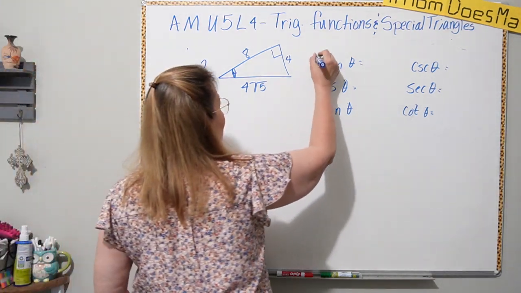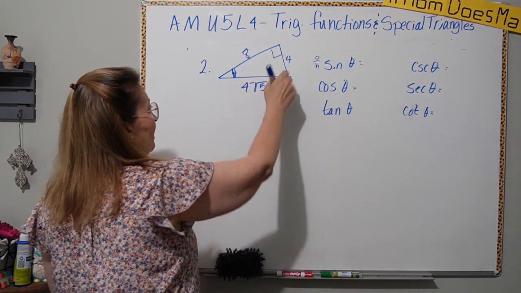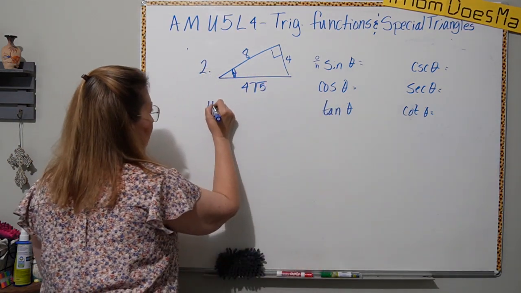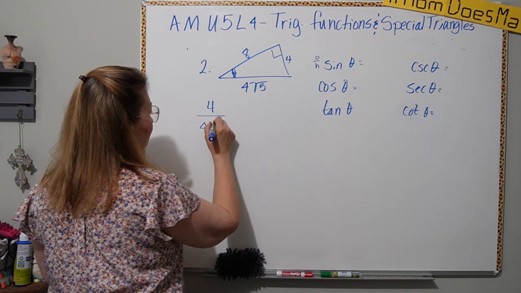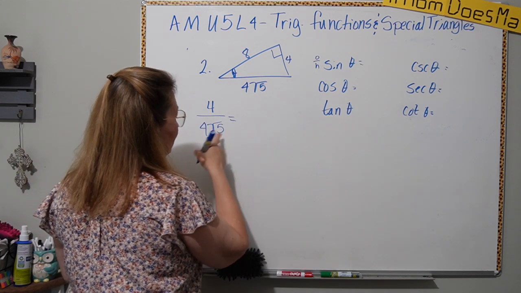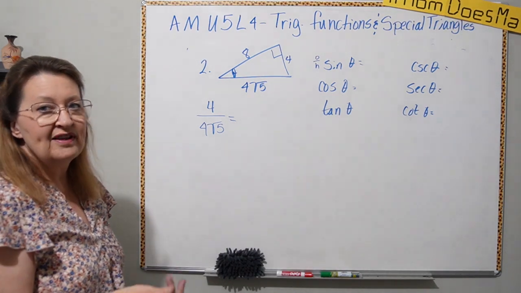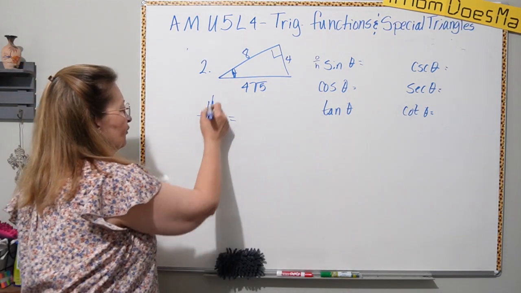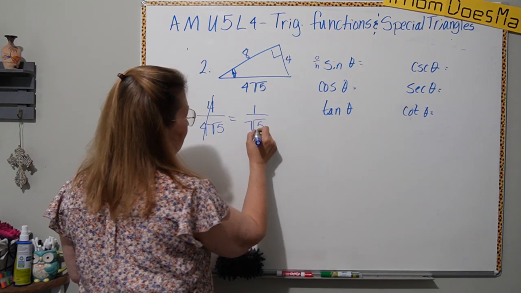So first of all, sine is opposite over hypotenuse. So I go to theta, my side opposite is 4, and my hypotenuse is 4 square root of 5. And look, right off the bat, when you have that radical in the denominator, you have to rationalize it. So first let's simplify it. 4 over 4 cancels out, so you have 1 over square root of 5.